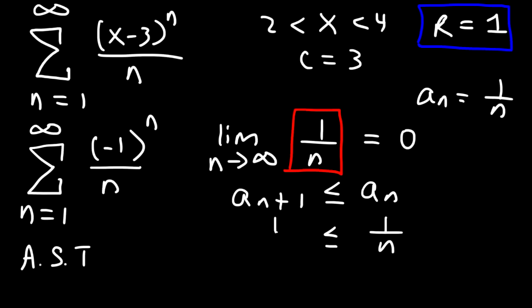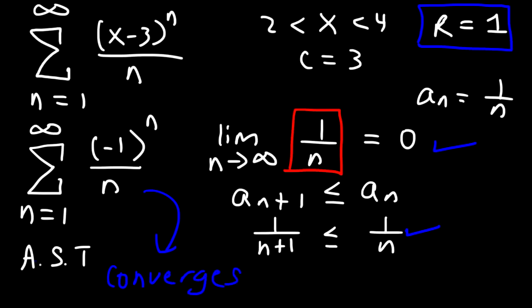Now a sub n plus 1, that's 1 over n plus 1. 1 over n is always greater than 1 over n plus 1. So the two conditions of the alternating series test have been met. So we could say that the series converges by the alternating series test.